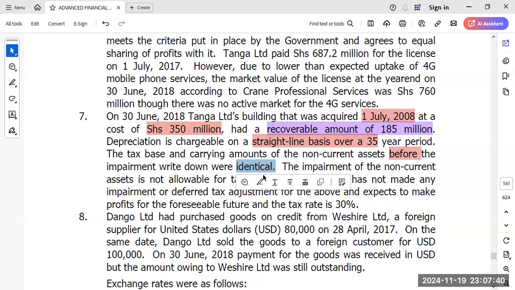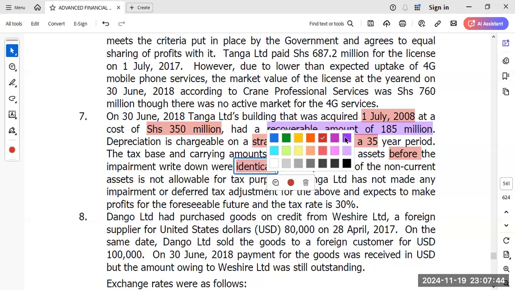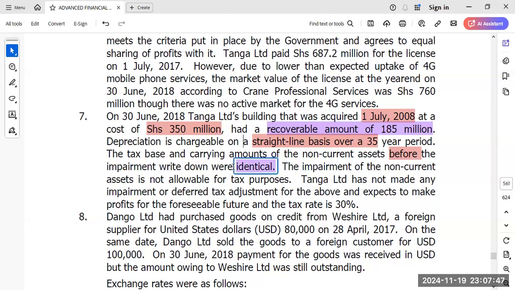If they say they are identical, it means what? It means that before impairment, the tax base and the carrying amount were equal. Okay, or were the same. The impairment of the non-current asset is not allowable for tax purposes. We all know that. Accounting impairment is not allowed. Tanga Limited has not made any impairment or deferred tax adjustment for the above and expects to make profits for the foreseeable future, and the tax rate is this one.